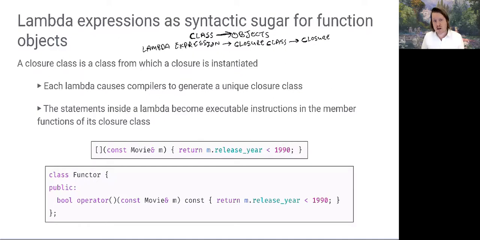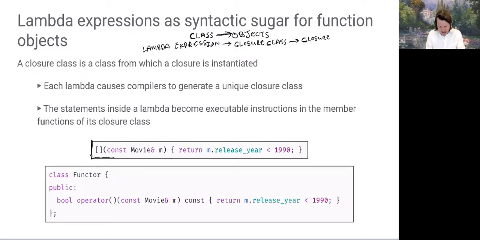So a closure class is a class from which a closure is instantiated. Each lambda expression that we write within our code is going to cause the compiler to generate a unique closure class. The statements inside a lambda become executable instructions in the member functions of its closure class. So right now I want to ignore the capture clause of our lambda expression and just focus on the lambda expression as it presents here.